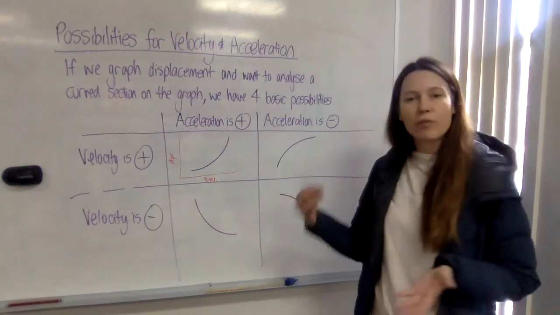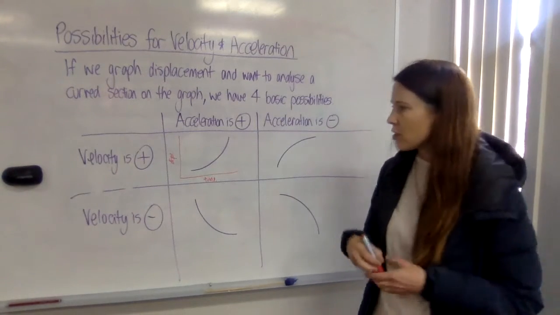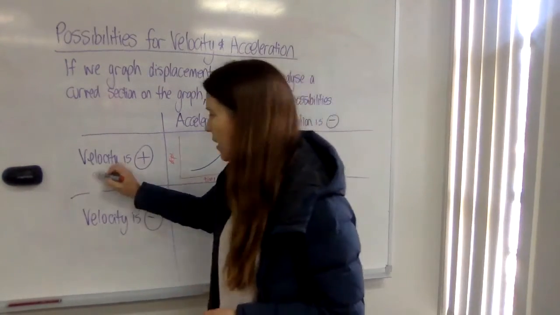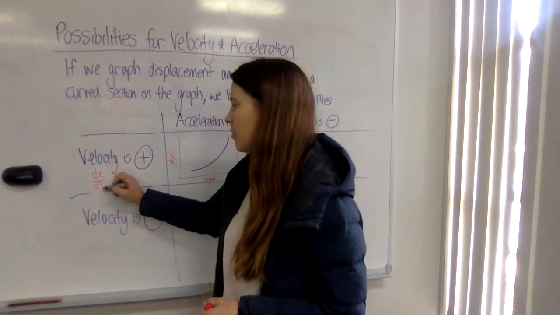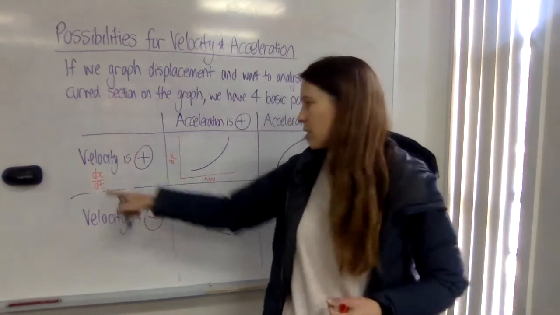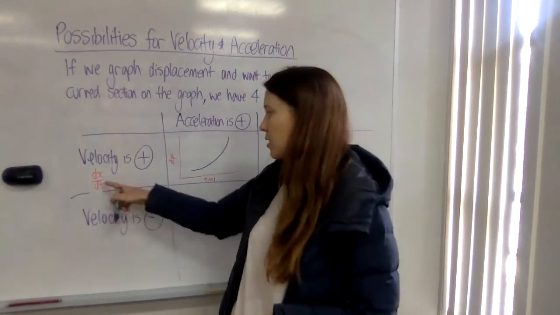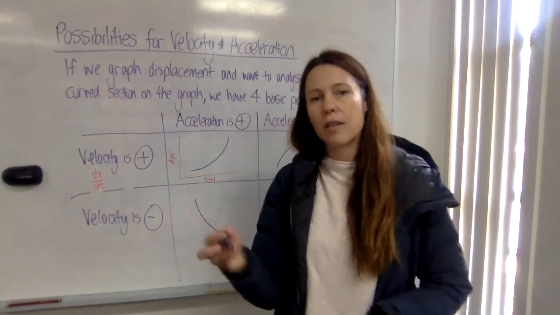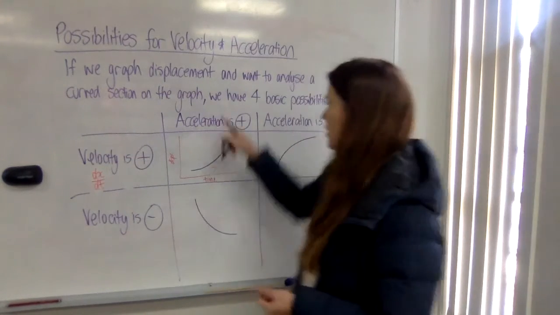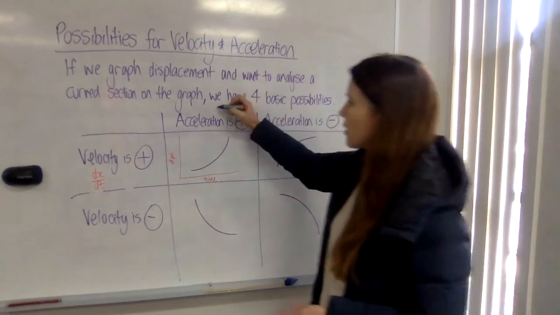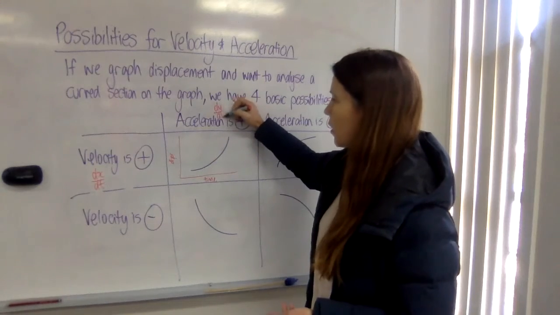But anytime you're confused, just come back to those basic definitions, that the velocity is the change in the displacement over time. So if the displacement is becoming more positive, then the velocity will be positive. And if the displacement is becoming more negative, then the velocity will be negative. Similarly, acceleration is the change in velocity over time.